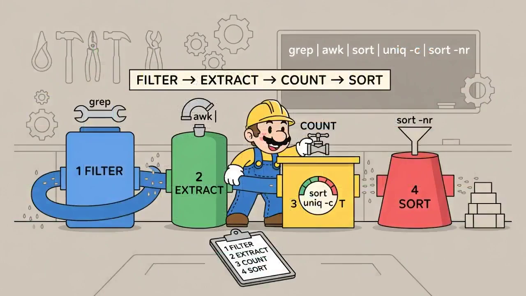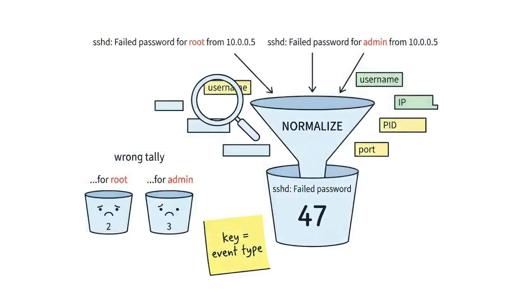The fix is a 4-step recipe, and once you know it, you never forget it. Filter the lines you care about, extract the key that identifies them, count how often each key appears, and sort the results so the loudest signals float to the top. That is the entire game. Before you count, normalize the key, collapse near duplicates into one bucket or your tallies lie.